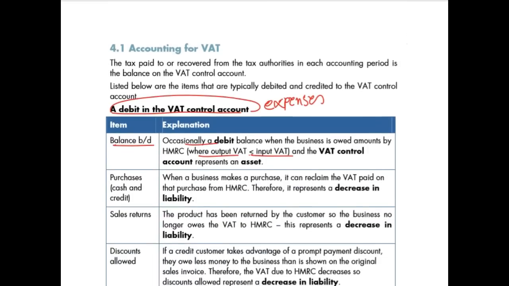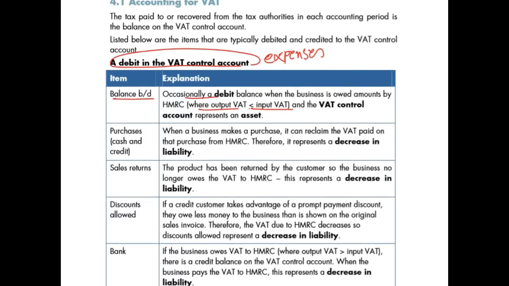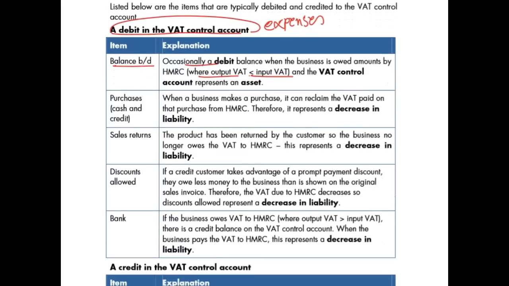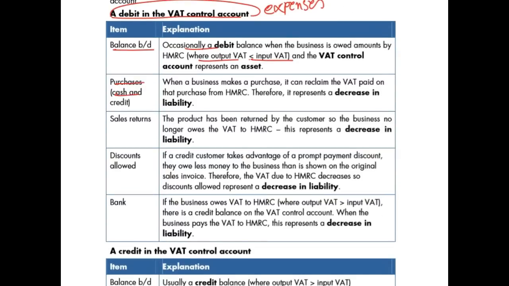Here you can start with balance BD. Mostly it will be on the credit side, because VAT is a liability you have to pay, because whatever amount you purchase, you sell at a higher price than the purchase price. That's why sales VAT, output VAT, is higher. Purchases are more important. This is an expense, whether cash or credit purchase. No matter what, the VAT which you paid, you can reclaim from HMRC. That means it decreases your liability. That's a good thing for you. On the debit side, everything is a good thing for you.